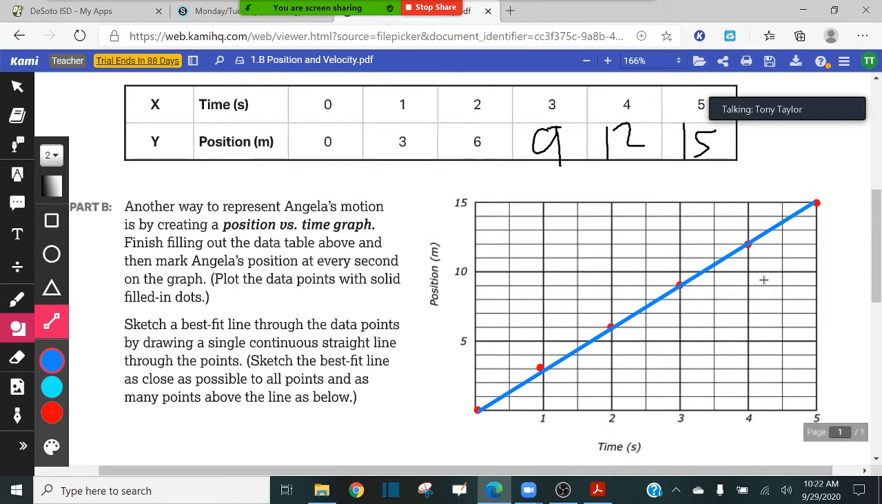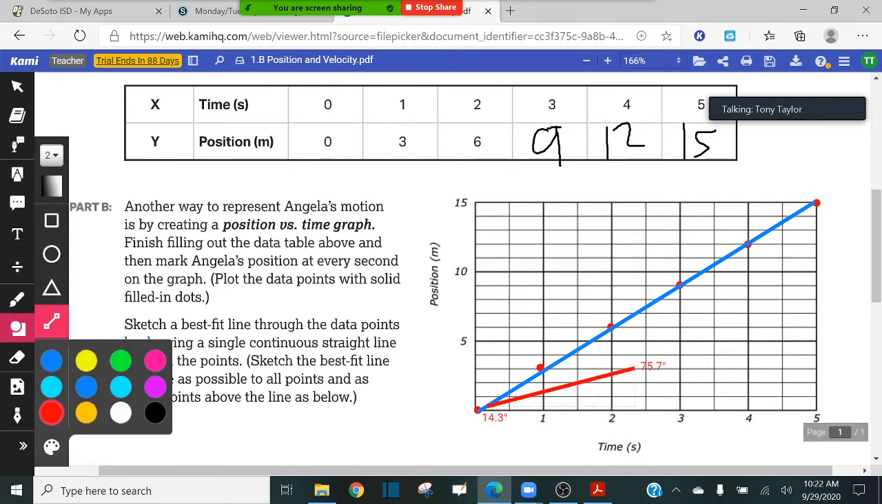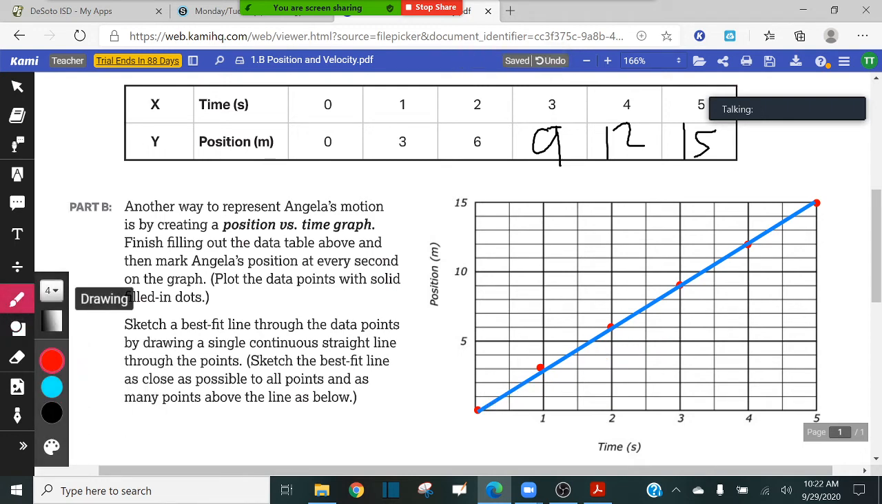Now, in the coming days, when we get to acceleration on a position time graph, the lines won't be straight. The line will be a curved line. So, for example, something that's accelerating may look something like this. Okay, so for an acceleration on a position time graph, that's a curved line. But if it's a constant velocity, the object is going to have a straight line on a position time graph. So that's just something very important that you guys need to know.